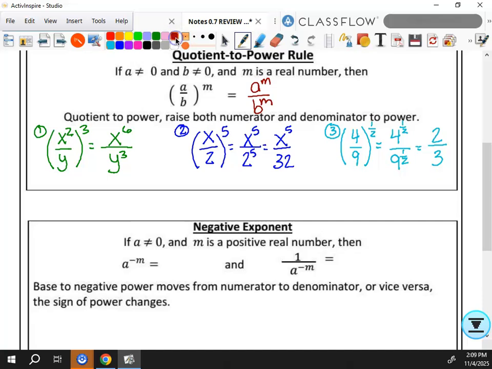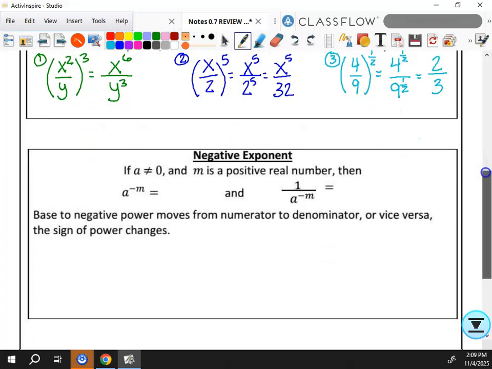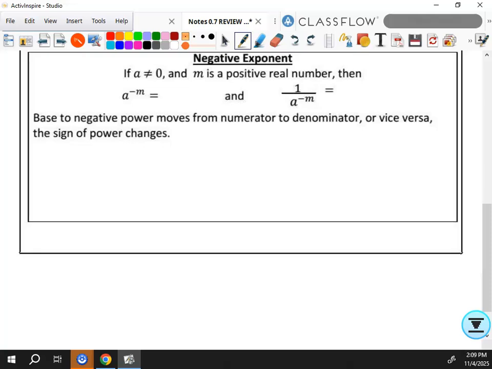All right, negative exponent. So a is not 0 again. M is a positive real number. So really what the negative exponent does is it gives you the reciprocal of whatever the base is. That's one way to look at it. But it does just move from the numerator to denominator and vice versa. When you move the location, the sign on the exponent changes. The sign on the exponent does not affect the sign on the number. So a to the negative m power is the same as 1 over a to the m power. And 1 over a to the negative m power is a to the m power.